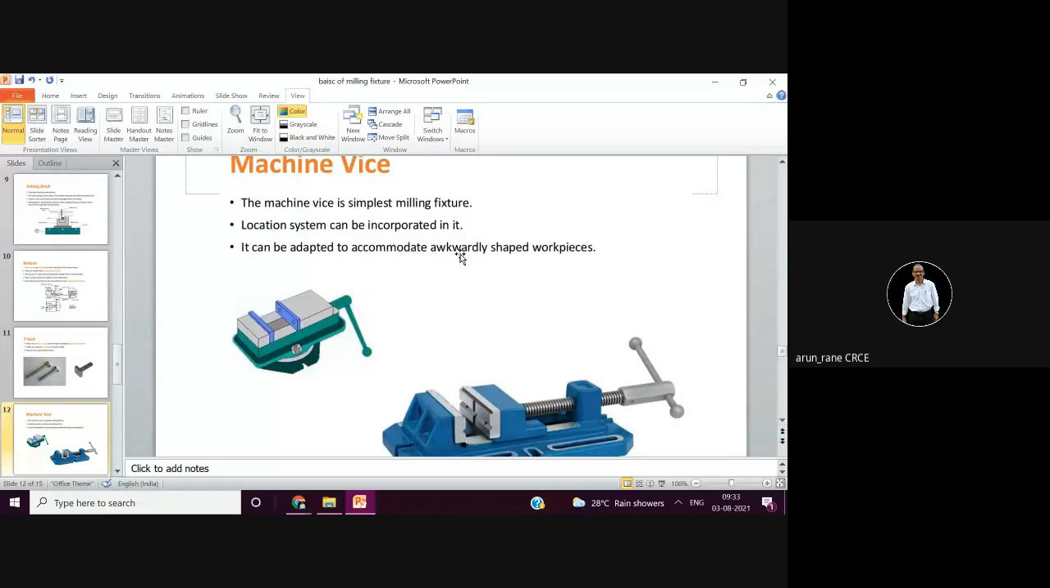Then you have machine vise. This also can be called a milling fixture, because the purpose of a fixture is to hold the workpiece, to clamp the workpiece. So this vise is able to hold the workpiece. Even the workpiece can be held at an angle also. If you are using a universal vise, then the workpiece can be held at an angle in all three directions.